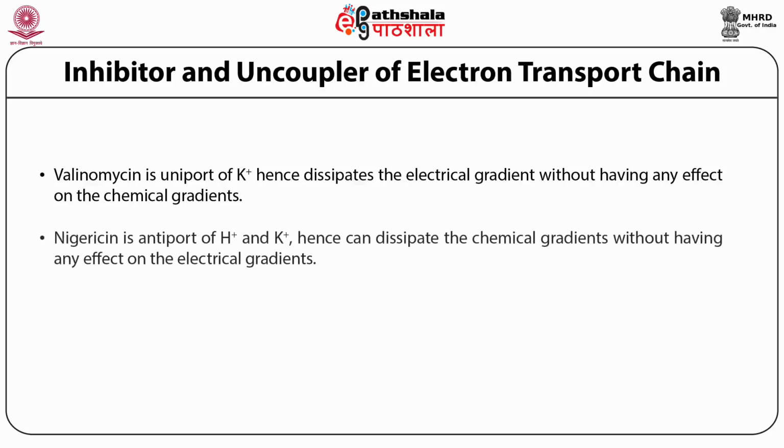Similarly, nigericin is an antiport of potassium and hydrogen. So nigericin basically transfers one proton from the intermembrane space to outside the mitochondria by replacing it with potassium. Because in the intermembrane space, in the presence of nigericin, we are removing the proton but replacing it with potassium, the charges remain the same. So the electrical gradient is not dissipated, but the chemical gradient is dissipated.